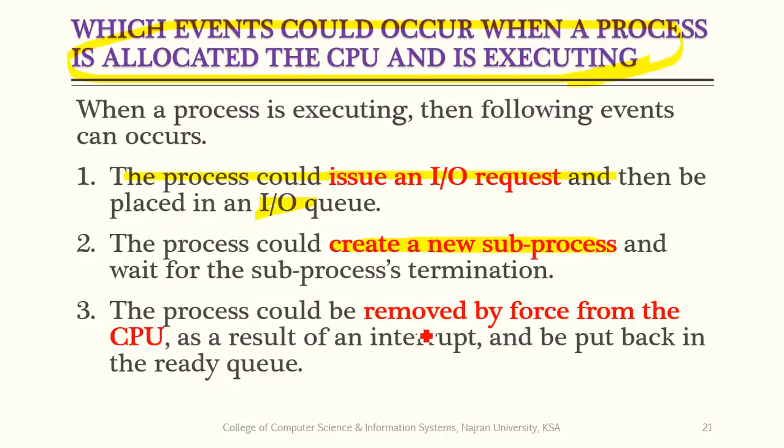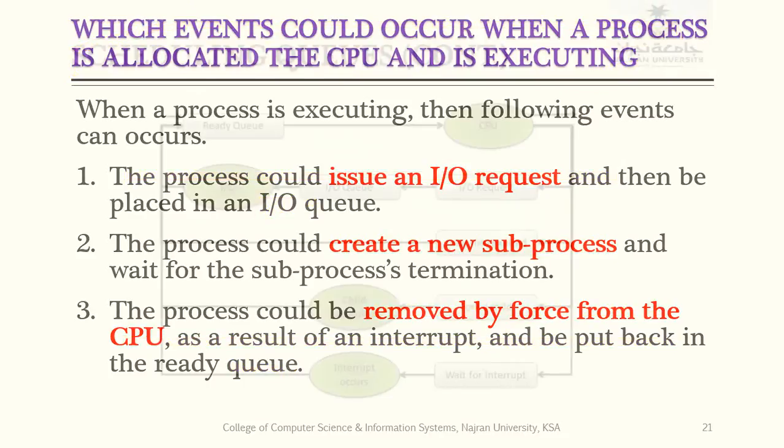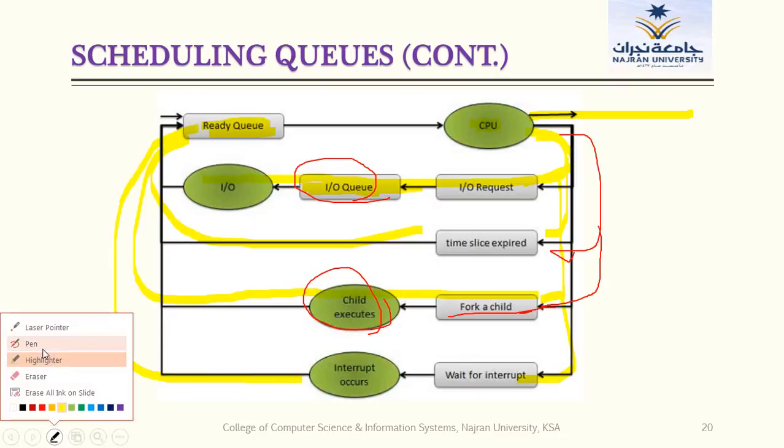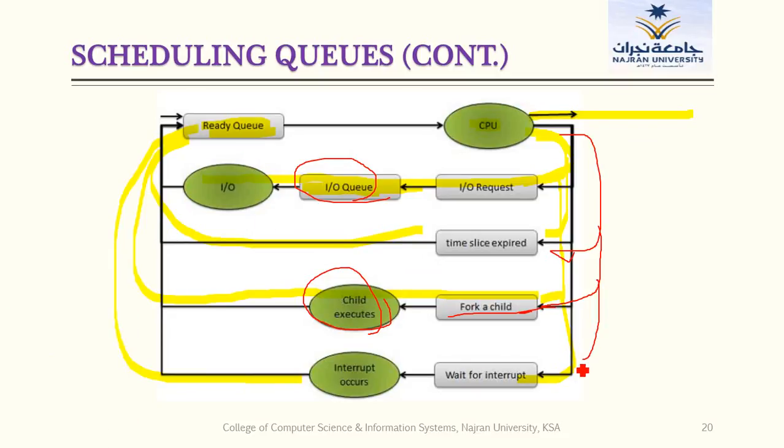Okay, the process could be removed by force from the CPU. By force means maybe the time slice has expired, or an interrupt came, and as a result of the interrupt the process is put back into the ready queue. The process is moved back to the ready queue. See here that maybe the time slice expires and it goes back to the ready queue, or maybe it waits for an interrupt to occur and then goes back to the ready queue.